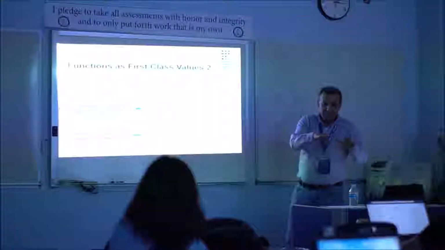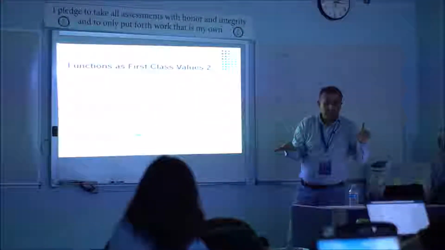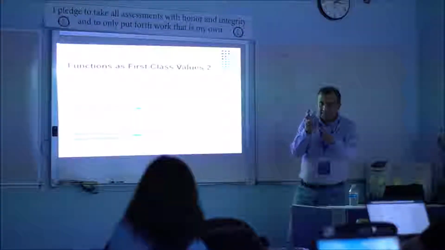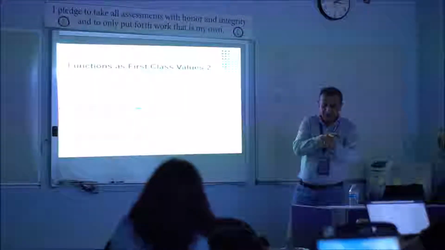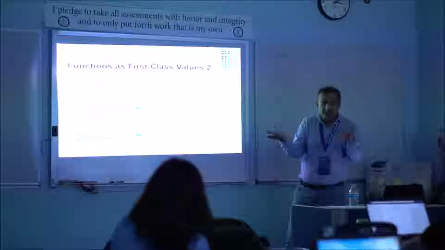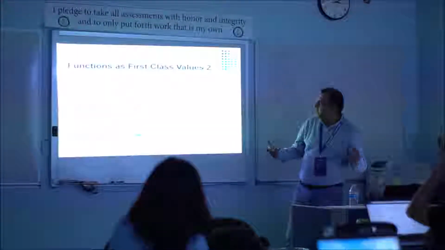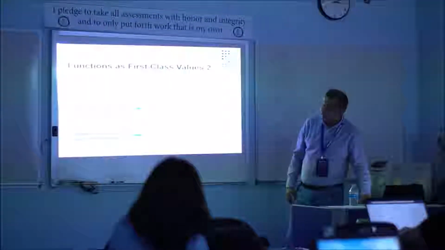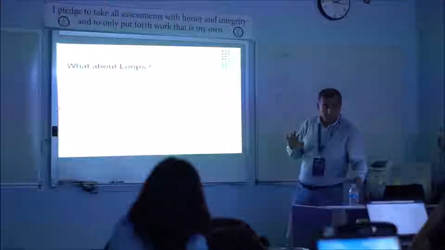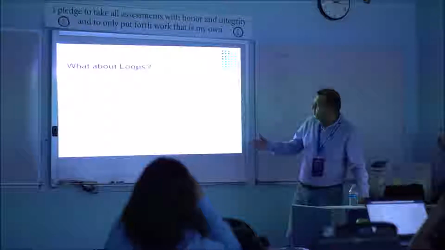Functions and variables have no difference in functional programming, because a variable is a special case of a function: if you have a function with 0 parameters, it becomes a variable. So functions and variables are kind of treated the same way. Make sense? Okay. So what about loops?